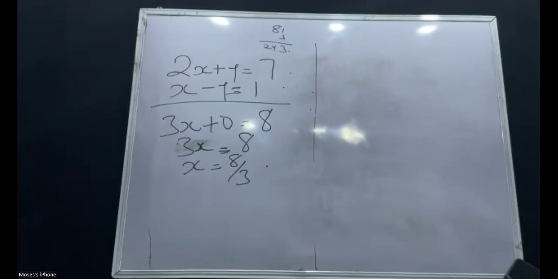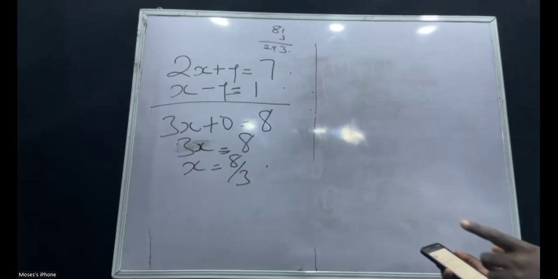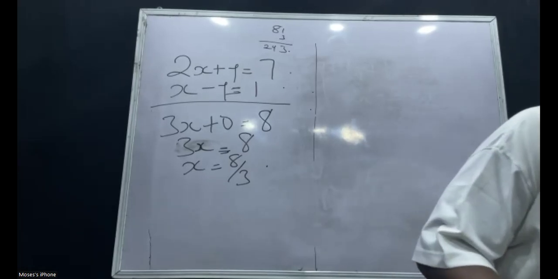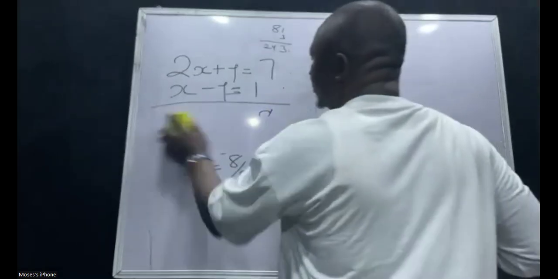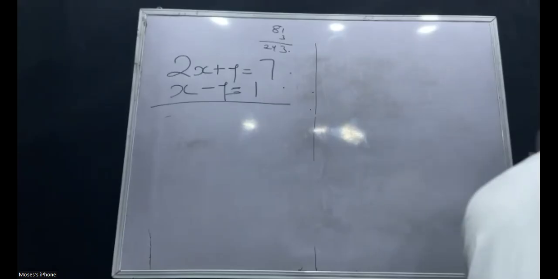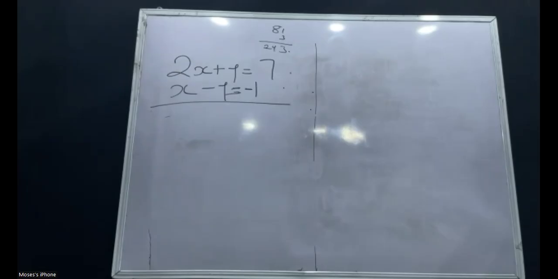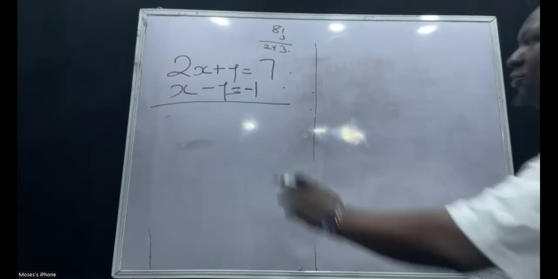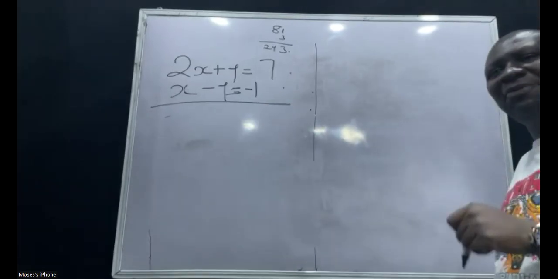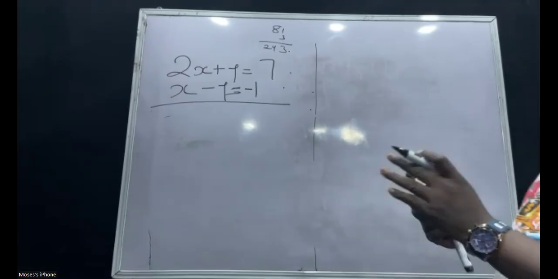Any contradiction? Okay, I can see the answer is not here. But let me adjust the question so I can get a real value. Let's assume this one is -1. Are we there? Yes, sir. All right. Let me assume this is -1, because the value we are getting for x is not in the answer. Maybe it's a typographical error.